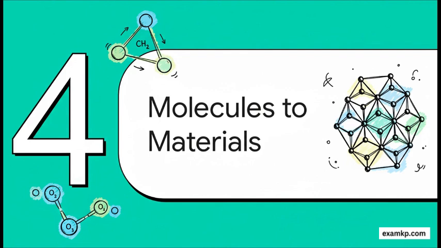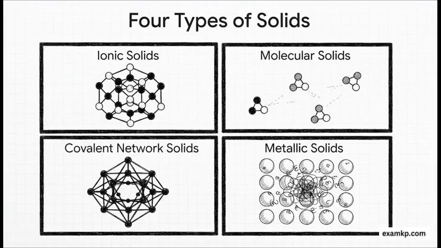We get it. Now let's zoom out a bit and see how these individual little shapes pack together to build the solid materials we actually see and touch every single day. So the way these individual molecules pack together totally determines the properties of the solids around us. Let's look at the 4 types.